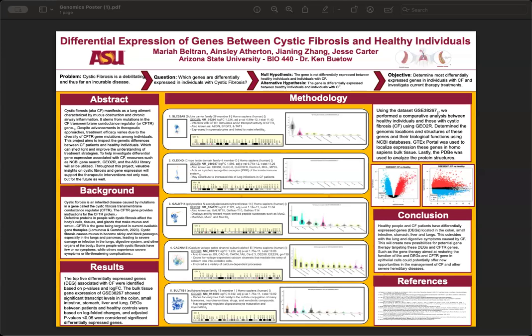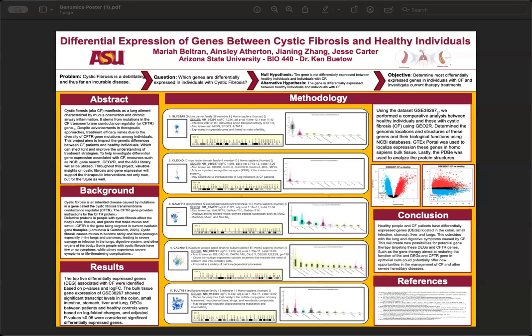Through our analysis of gene expression patterns, we identified the top 5 DEGs associated with the disease. Our study revealed significant transcript levels in the colon, small intestine, stomach, liver, and the lungs. When comparing gene expression profiles between CF patients and healthy individuals, we identified DEGs with log-fold changes, and those with p-values less than 0.05 were considered significant. Our findings supported our initial hypothesis and align with the lung and digestive symptoms commonly seen with the disease.